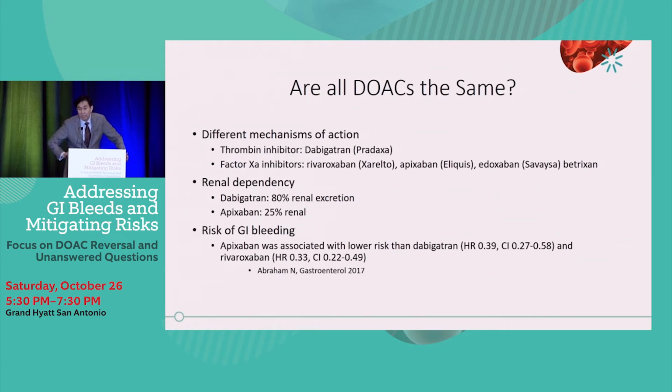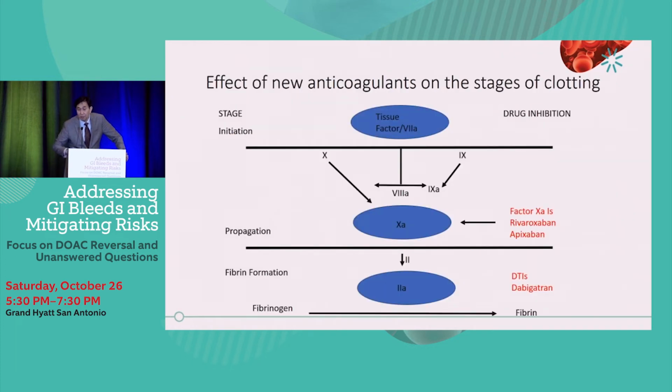And as Dr. Dresden mentioned, not all the DOACs are the same, right? Different mechanisms of action. He also mentioned that dabigatran is 80% renally excreted. Also, a small study published in 2017 said the risk of GI bleeding is not the same. For example, apixaban was associated with a lower risk than dabigatran when it comes to the risk of GI bleeding.